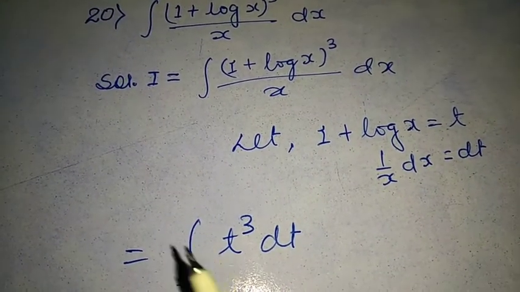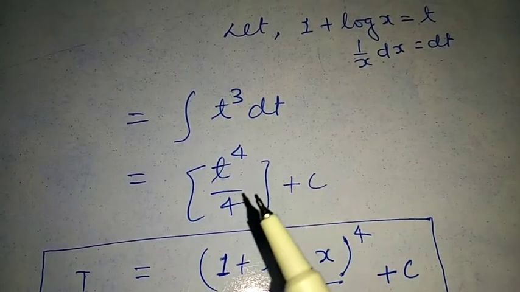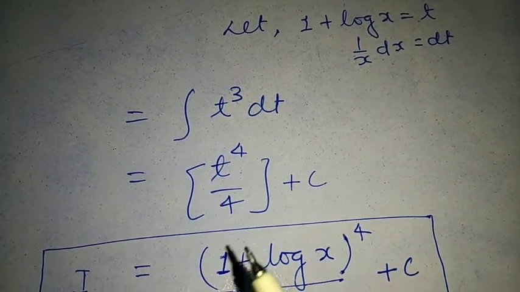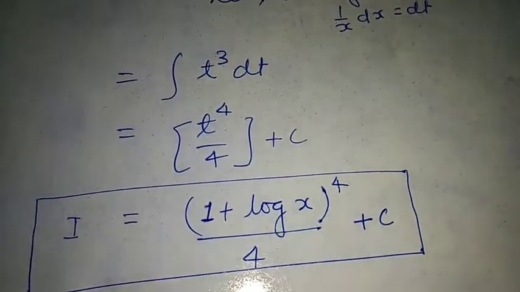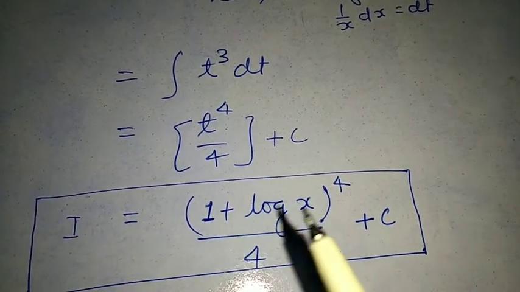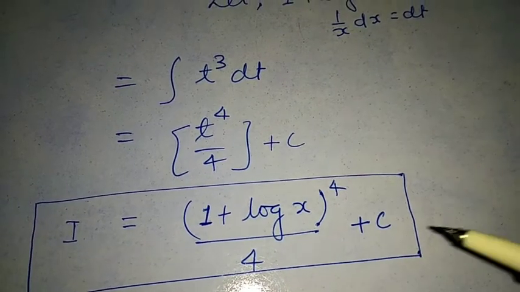Now when we integrate this, it will be t to the power 4 upon 4 plus c, and we can put the value of t. So it will be I is equal to (1 plus log x) whole raised to the power 4 upon 4 plus c. This will be the answer.